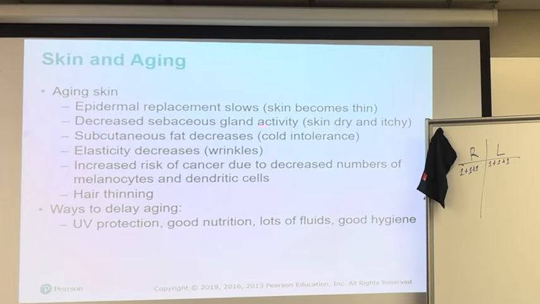And then you have less sebaceous gland activity. So what does that mean? You have less oil for protection, right? And then you lose the elasticity. That's why you have wrinkles, and subcutaneous fat also decreases, and there is increased risk of cancer due to a decreased number of melanocytes and dendritic cells. And hair starts thinning as well. So ways to delay aging: UV protection, good nutrition, lots of fluids, and good hygiene.